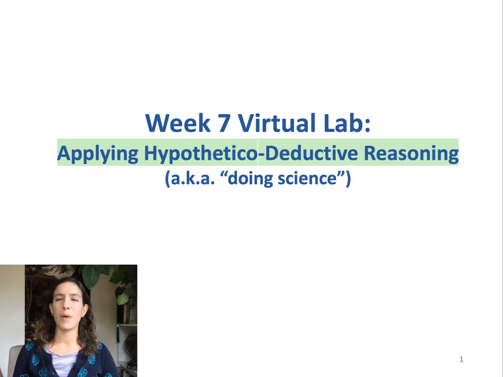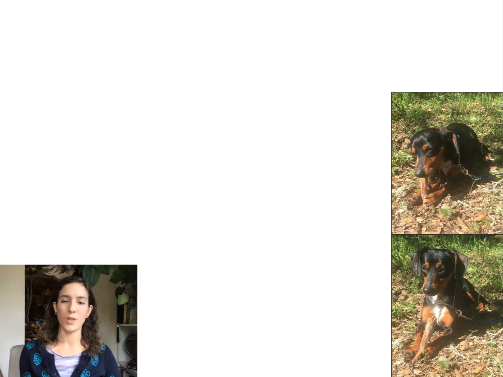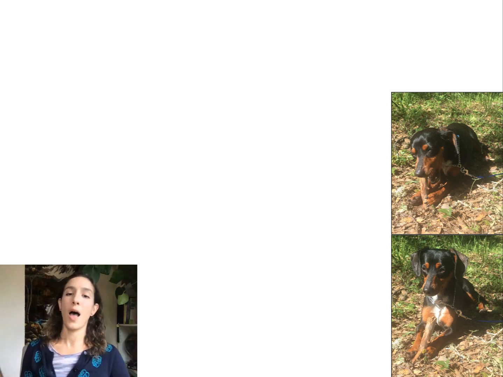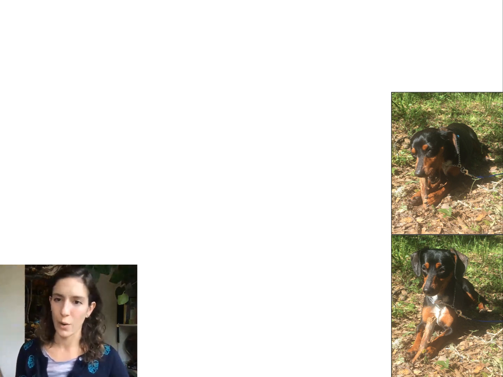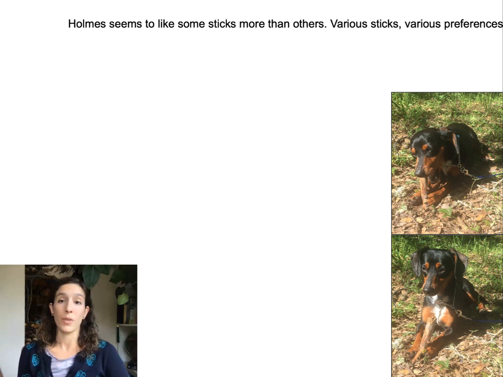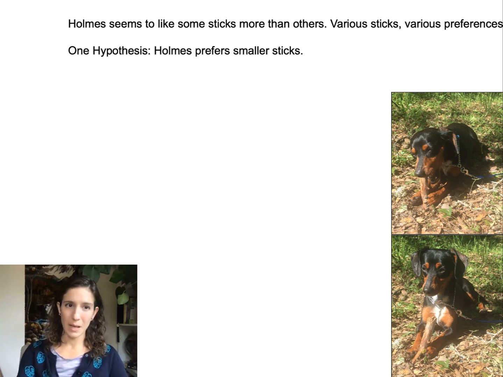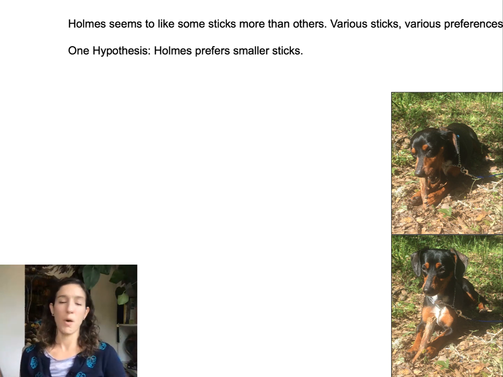And I want to start off by walking you through this thought process that I recently had with my dog Holmes. We're actually going to pick up from the end of last week's virtual lab where you saw he indeed likes to chew on plants that have undergone secondary growth. And I had always noticed he seems to like some sticks more than others. There are various sticks around in the yard and where we go play, and he has various preferences for them. And I have this hypothesis that he prefers smaller sticks.